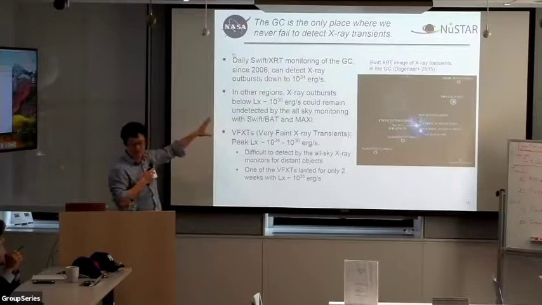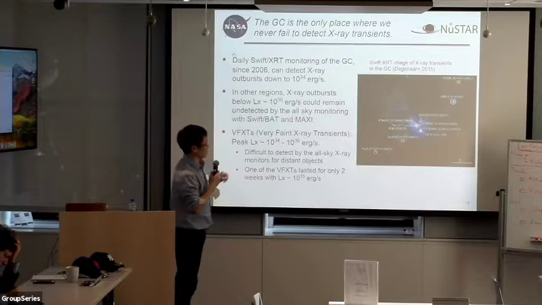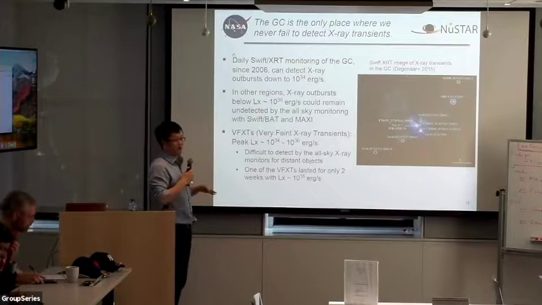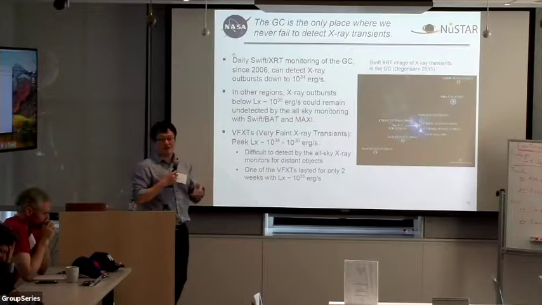I'm going to talk about X-ray transients first. Away from the Chandra program, Swift XRT has been looking at the galactic center every day over the last 13 years, so they never missed any outburst down to 10^34 erg per second. That's the very faint end of X-ray outbursts. On the other hand, elsewhere in our galaxy, including globular clusters, there's no such program, so you may be missing some fainter X-ray outbursts.